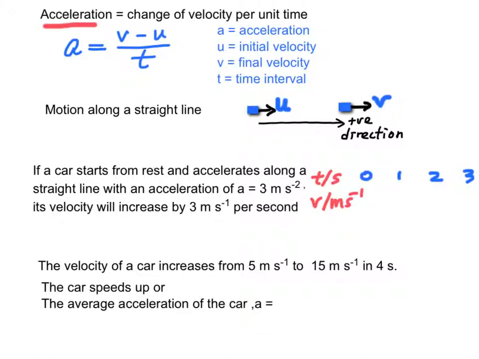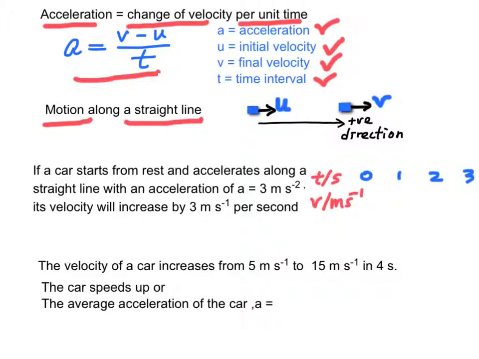Acceleration is the change of velocity per unit time. That is a equal to v minus u over t. a is acceleration, u is the initial velocity, v is the final velocity, and t is the time interval. Consider the motion along a straight line with motion towards the right as positive, with initial and final velocity u and v.